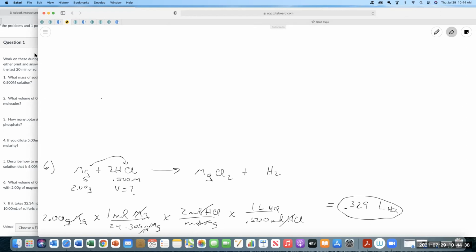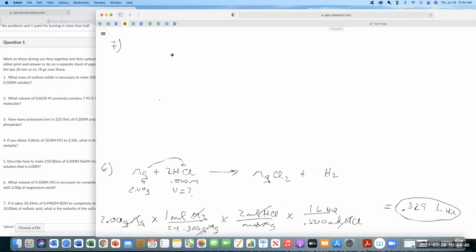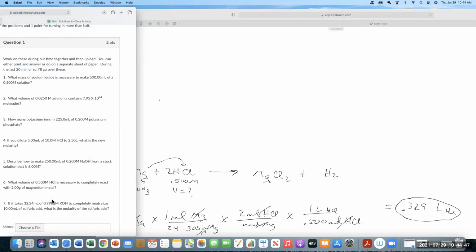All right, last one, number 7. So number 7, it takes 32.34 milliliters of this molarity of KOH to neutralize, remember neutralizes reacts with a certain amount of sulfuric acid. We want the molarity of the acid. So again, we're told about the KOH, we're asked about the sulfuric acid.